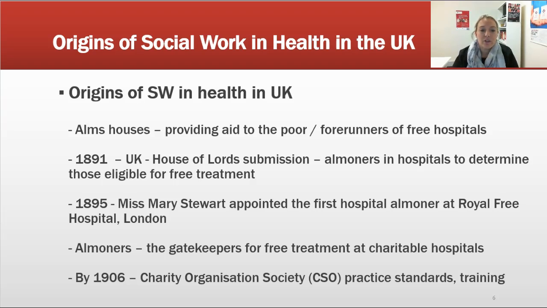Again, on the origins of social work and health in the UK, as you know from the other lectures, we cover some of the history from the UK and the US, as they were really pioneers in the field of social work prior to it becoming a profession here in Australia. So the origins of social work and health in the UK really originate from the almshouses, which provided aid to the poor, and they were really the forerunners of free hospitals and sort of public health care, I guess.